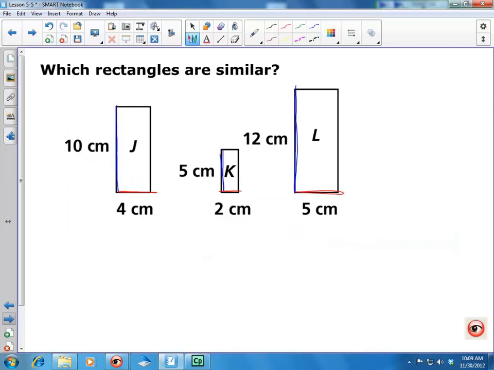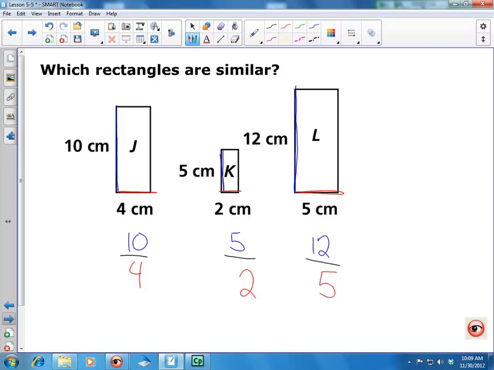Now, to determine which of these are similar or which ones are not, we have to make ratios out of these. The ratio we're going to make is the blue side over the red side. It doesn't matter. We could do red over blue if you wanted to. So for this one, it's going to be 10. For this one, it's going to be 5. For this one, it's going to be 12. And those are going to be over my red side, which for that one is 4, for this one is 2, and for this one is 5.